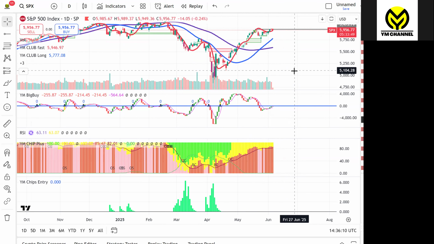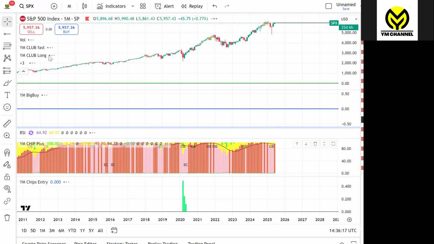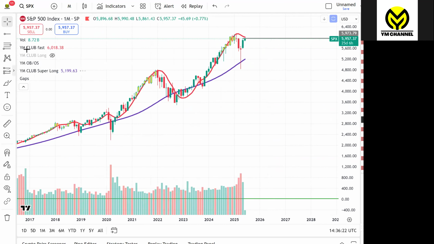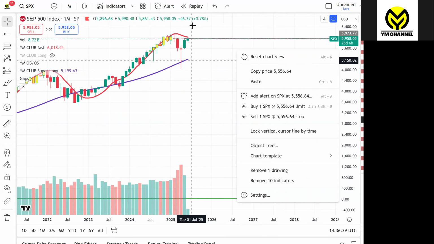Why is it so frustrating? Another way to look at it, my last video also mentioned the monthly chart. Look at the monthly chart. We only look at one single indicator called YM Club Fast. I want to give you a clear picture of what is going on right now. Look at this red line. When it's upward, this is a bull market. When it's downward, this is a bear market. Very clear. So what is it right now?